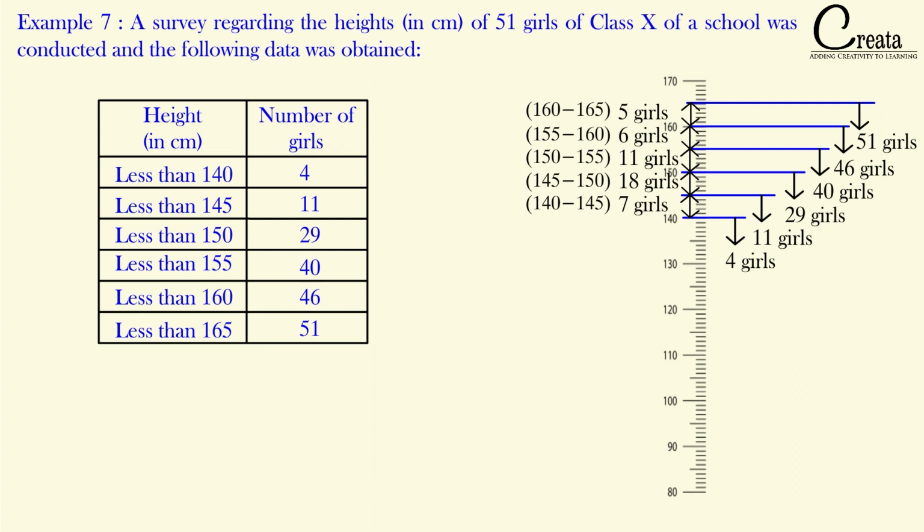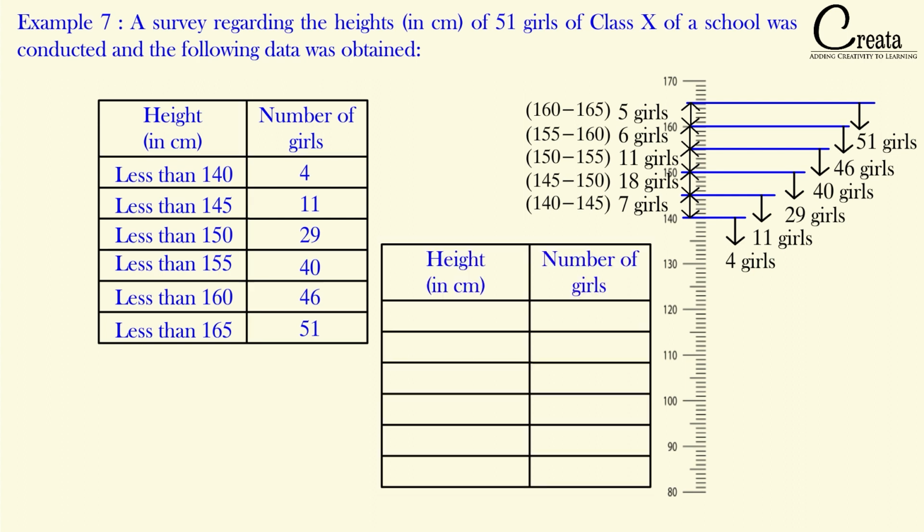Here let's convert this data into tabular form. Below 140 centimeters we have 4 girls. From 140 to 145 we have 7 girls. 145 to 150 we have 18 girls. 150 to 155 we have 11 girls. 155 to 160, 6 girls, and 160 to 165 we have 5 girls.